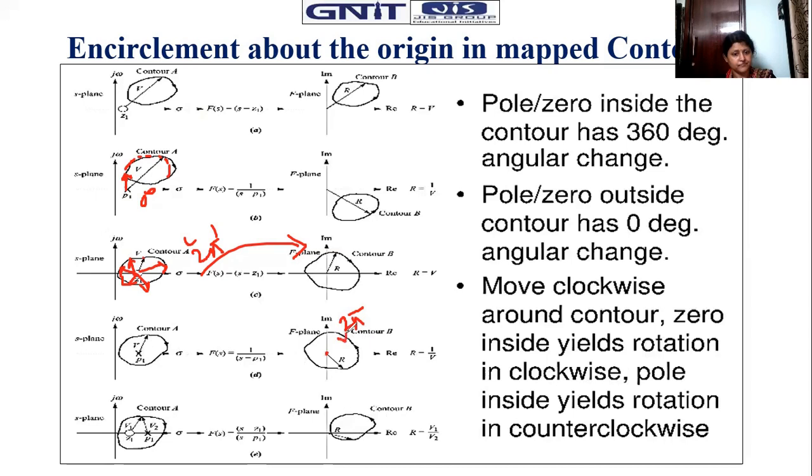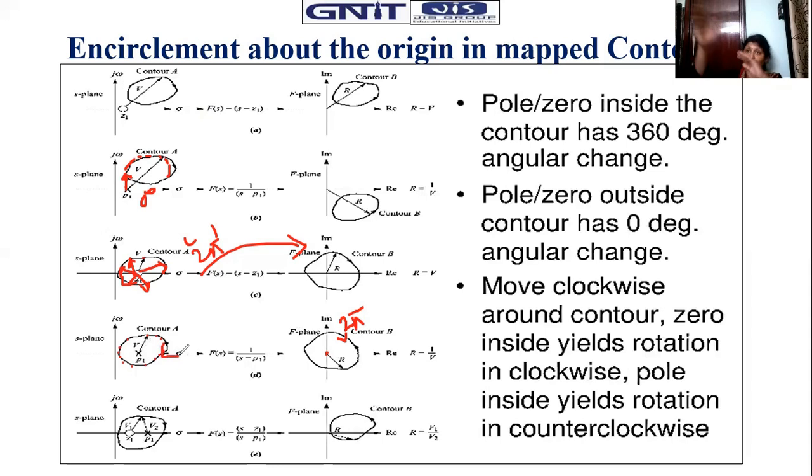If the point, pole or zero, is outside of the contour, then you can say there will be no encirclement of the map contour formed with respect to the origin. Similarly, just the opposite, if the poles or zeros, or any point, exists within that contour, then what will happen?